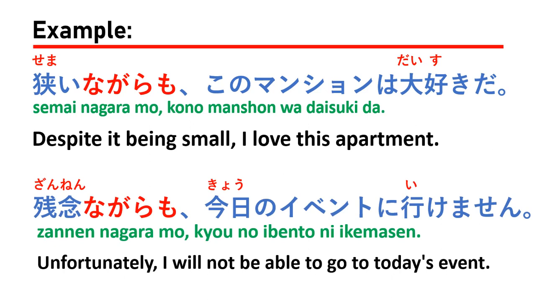And for the second sentence, we see that we use 残念. 残念ながらも. 残念 is a noun. So when you use the noun with ながらも, nothing changes, you can use it in that form. So in this sentence, we can say 残念ながらも今日のイベントに行けません. This means, 残念ながらも means unfortunately, I will not be able to go to today's event, something like this.